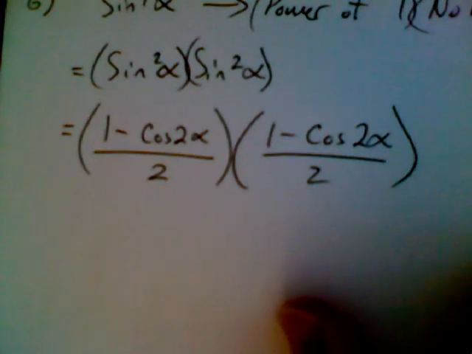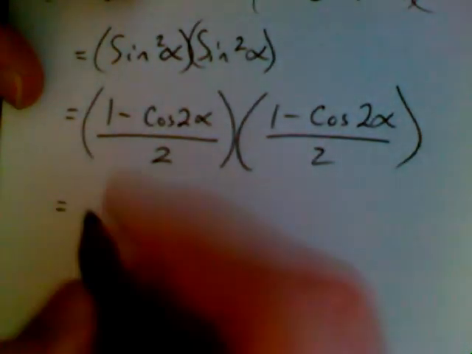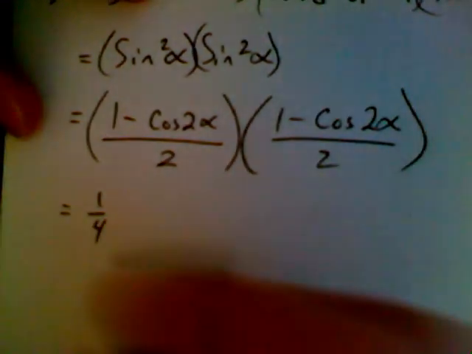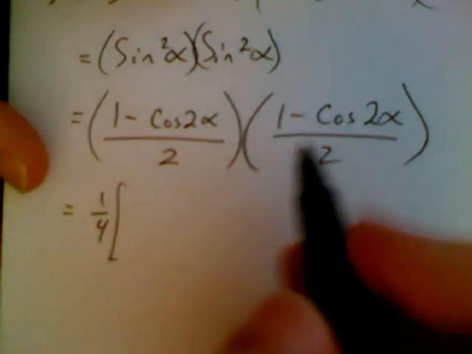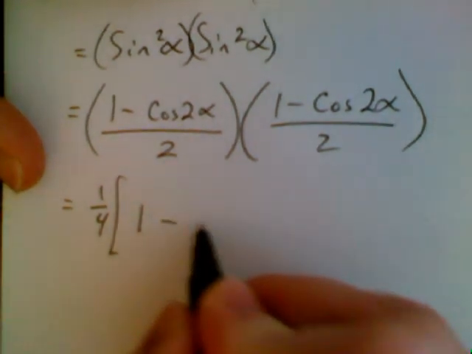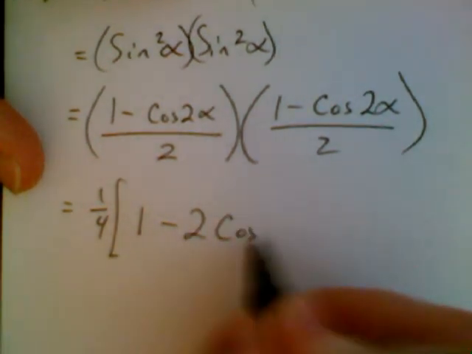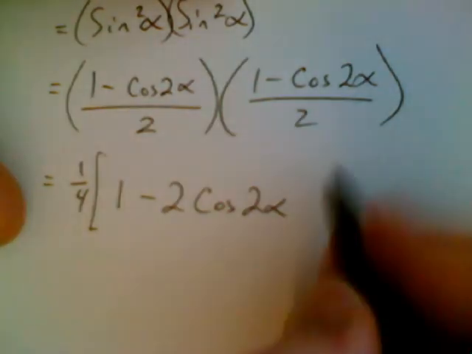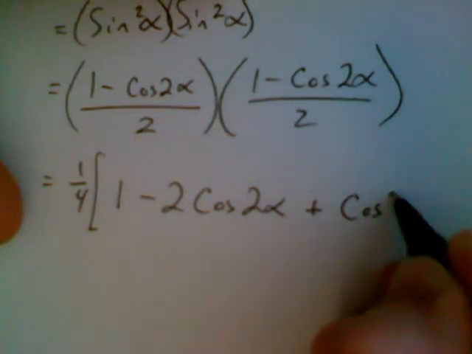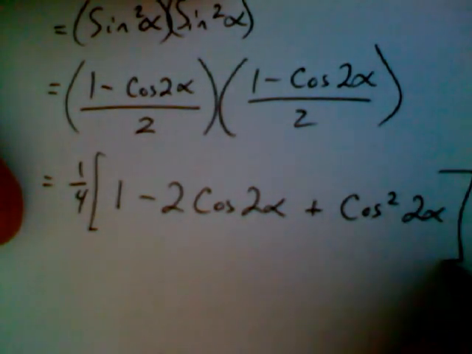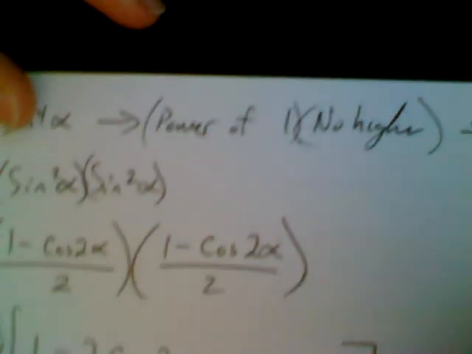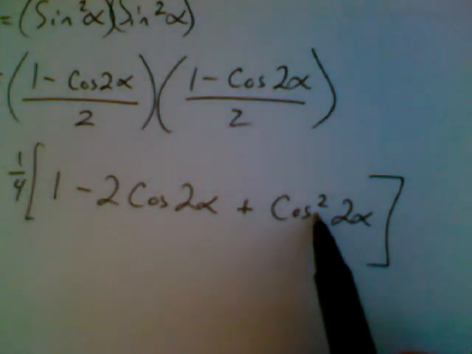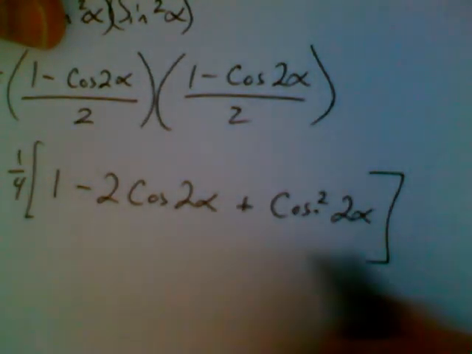So now I have these two things, which I have to multiply out. I'm going to go ahead and pull out the 1/4, and everything in here I'm going to go ahead and FOIL out. 1 minus 2 cosine of 2 alpha. These are fine, but when I multiply the two together, plus cosine squared 2 alpha, this is where we have the problem. Power of 1, power of 2. This one right here needs to be changed.